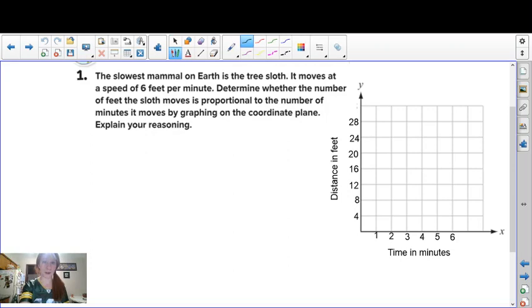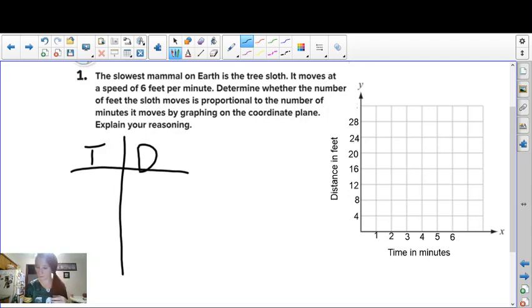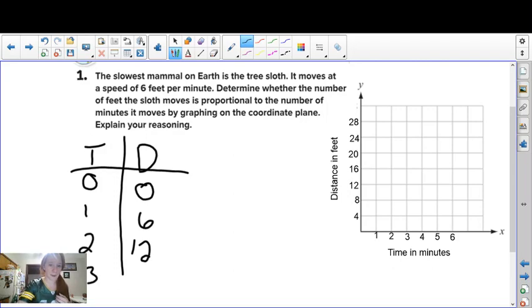So before I can go ahead and graph this, I see them in terms of time in minutes and distance in feet. I want to make an XY table, in this case a TD table, meaning time and distance. So when my sloth moves 0 minutes, he moves a distance of 0 feet. Logical. If he moves 1 minute, he'll move 6 feet. If he moves another minute, he'll move a total of 12 feet. Are you picking up the pattern here?